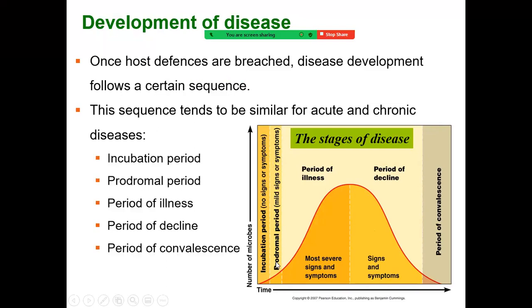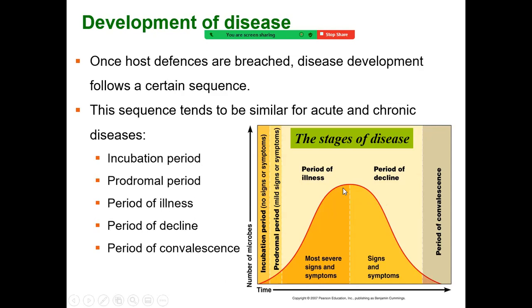That's followed by the prodromal period, where the patient has mild signs or symptoms. Like if you've ever asked yourself, geez, do I have a sore throat? And you have to think about it. And you say, yeah, I've got a slight sore throat. That's the prodromal period, mild signs or symptoms. That's followed by the period of illness, where the signs and symptoms become most severe. And usually the number of microbes is also most severe in the period of illness.